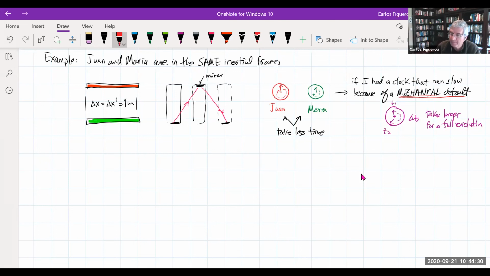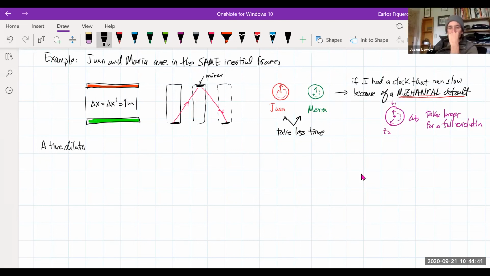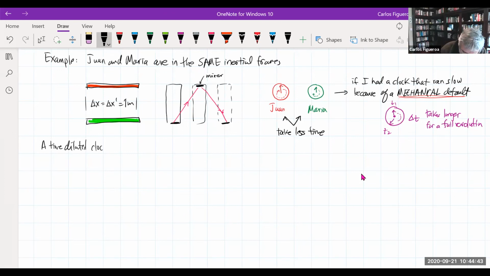Effectively, that's what we mean by time dilation, that it takes longer. So a time dilated clock takes longer for one revolution. Because this is a struggle for a lot of people right there. Okay? What that clock means.